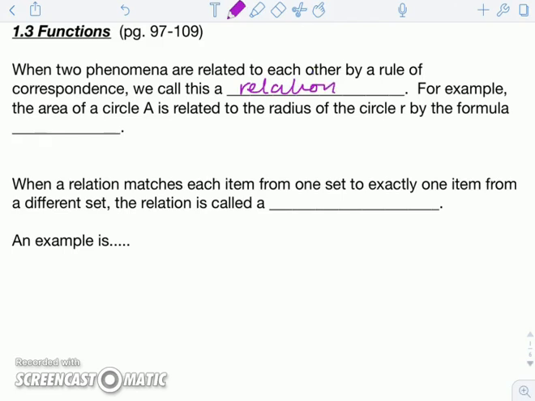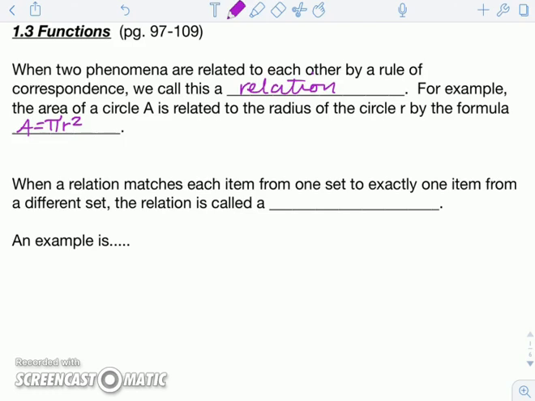For example, the area of a circle, which we'll call A, is related to the radius of the circle r by the formula A equals pi r squared. If you want to find the area, you would need to square the radius multiplied by pi. That's how they're related to each other.